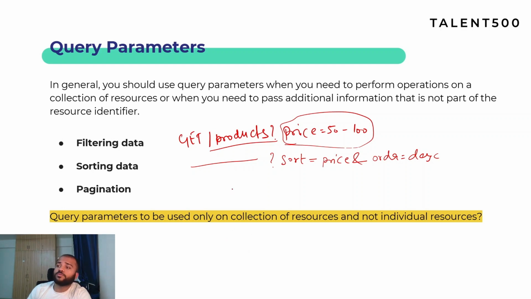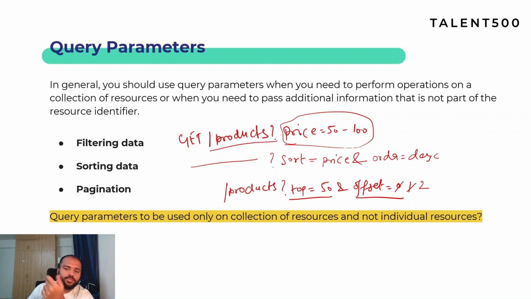For that also you use query parameters, and here you can use two generally used parameters, that is top and offset. Offset here means that you start from the 0th offset and give me the top 50 elements. If you want the next 50, then you will say offset 1, give me 50 elements, and if you say offset 2, give me the elements from 100 to 150. So this is how you use pagination, and you use query parameters to manipulate your collection of resources.